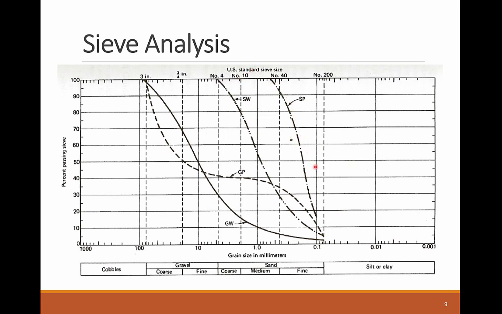SP, or poorly graded sand, and SW, or well-graded sand. You can see here that the well-graded sand is made up of a wide range of sand grain sizes, while the poorly graded sand is made of mainly fine sand. You can see here by the smaller size of the sieve.